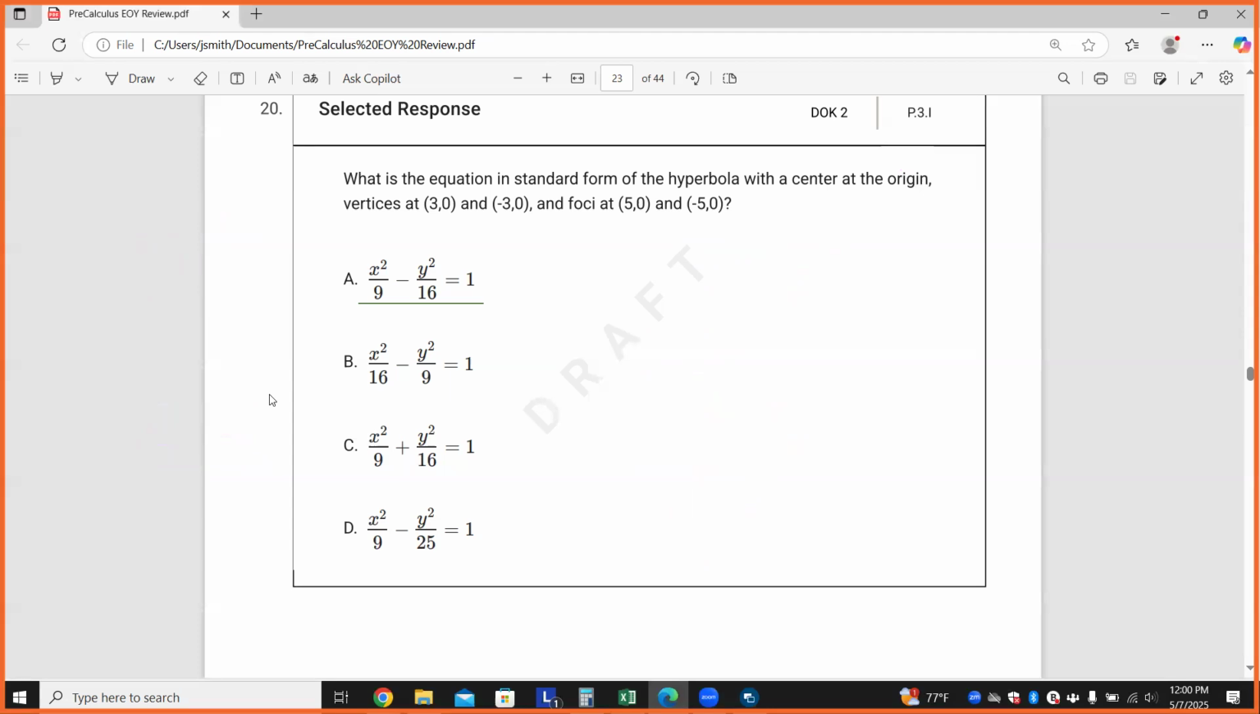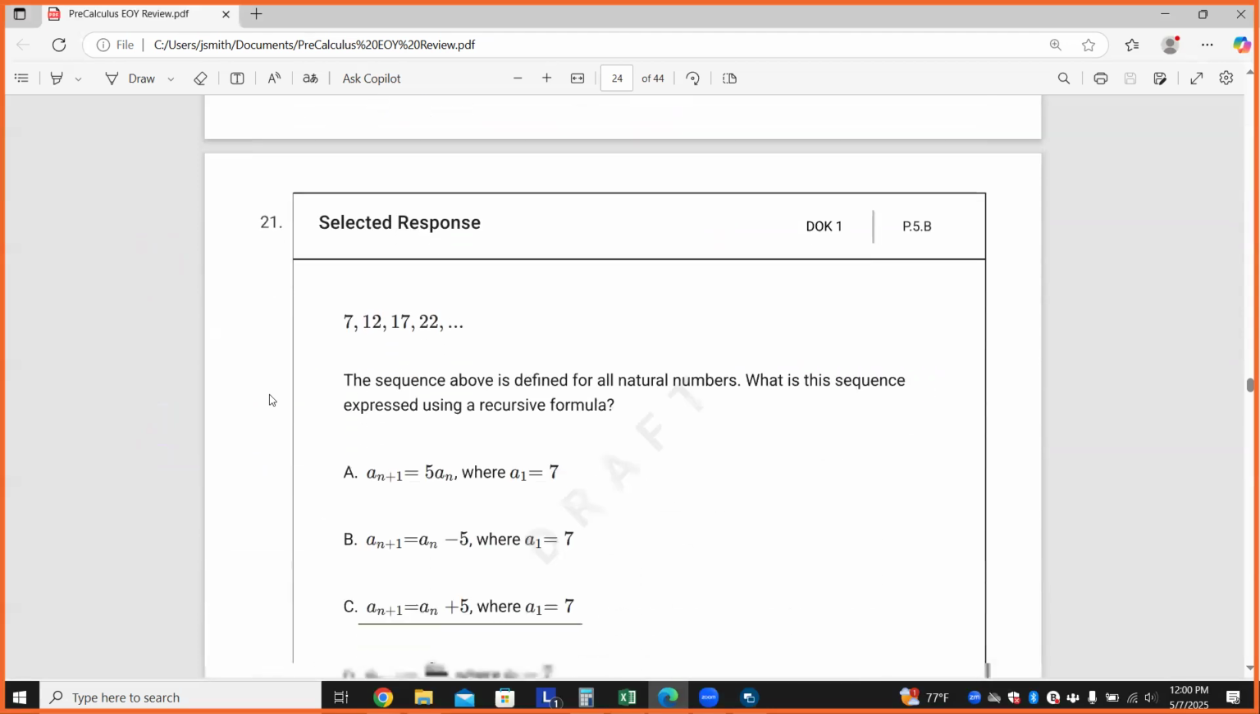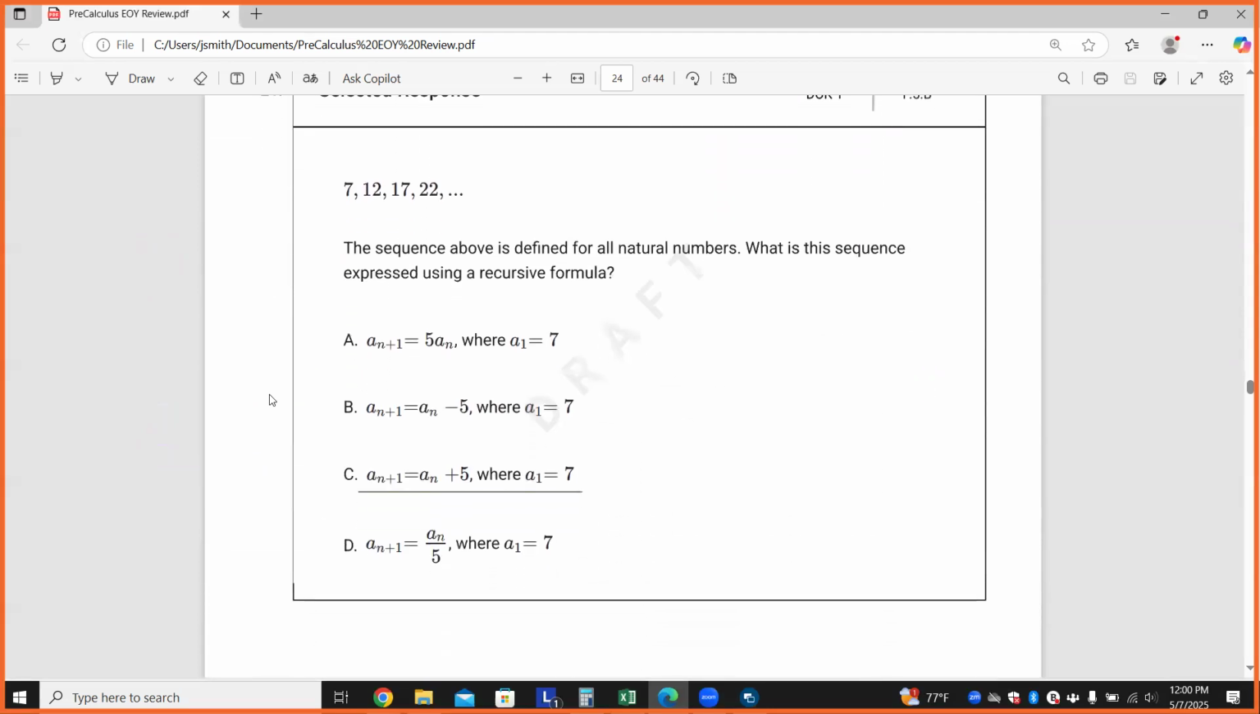All right, number 21. Going back to sequences and stuff. So this is, again, a sequence of 7, 12, 17, 22. The sequence above is defined for all natural numbers. What is the sequence expressed using a recursive formula? A recursive formula is basically a formula that would help you find the next number.